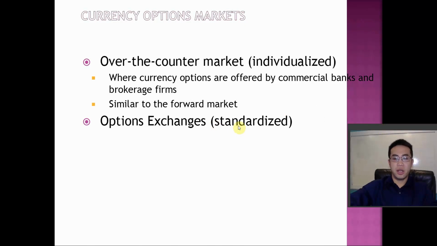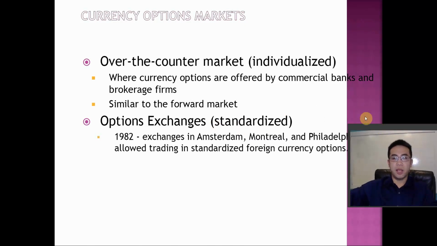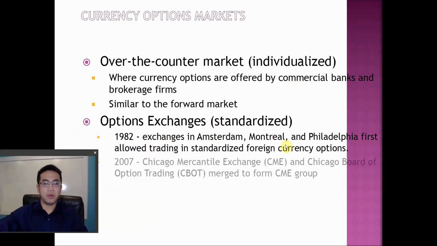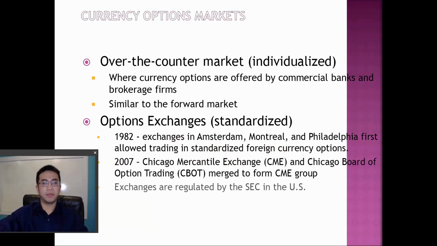And for the standardized option markets, you have many of these markets, like Amsterdam in the Netherlands, Montreal in Canada, and Philadelphia in the United States. They all provide standardized trading of currency options. And also we have the CME Group, which was merged in the year 2007. Prior to that, the CME was two parts. One is the CME company, and another is the Chicago Board of Trade, or CBOT.